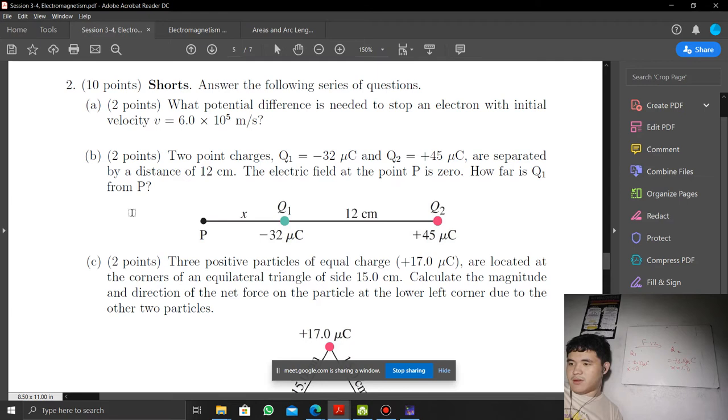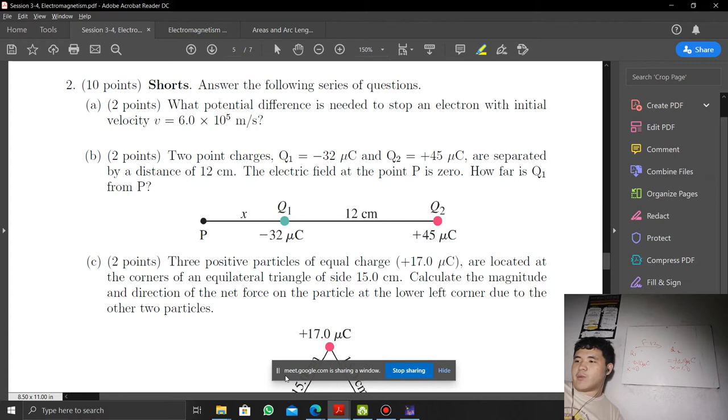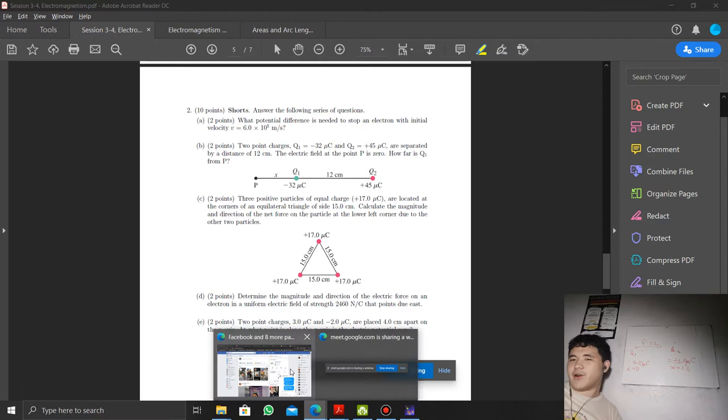Ayan, A to E. Pag meron kayong question, i-drop nyo lang sa group chat natin, no? Ito yung pinaka-important na malaman natin. And you have the list of formulas with you. I give it to you naman. Sige.